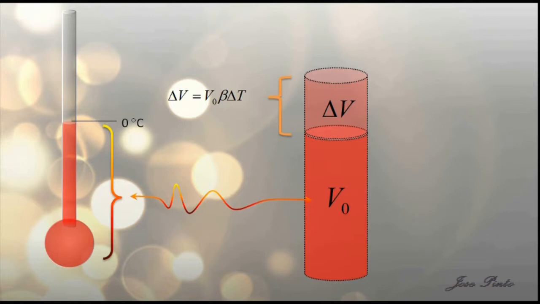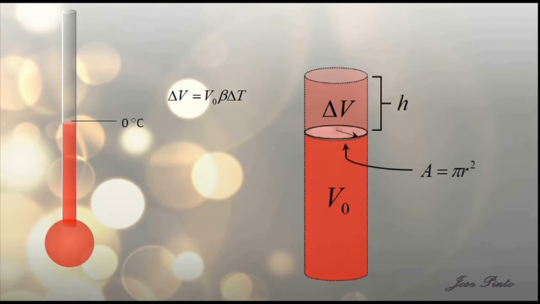Here I'm assuming that the expansion of the container is very small compared to that of the liquid inside. And that's exactly the case for mercury and glass. The extra volume here can be written in terms of the height, and then we can put it on the other side of the equation and solve for h. Notice that h is related to the change of temperature linearly.